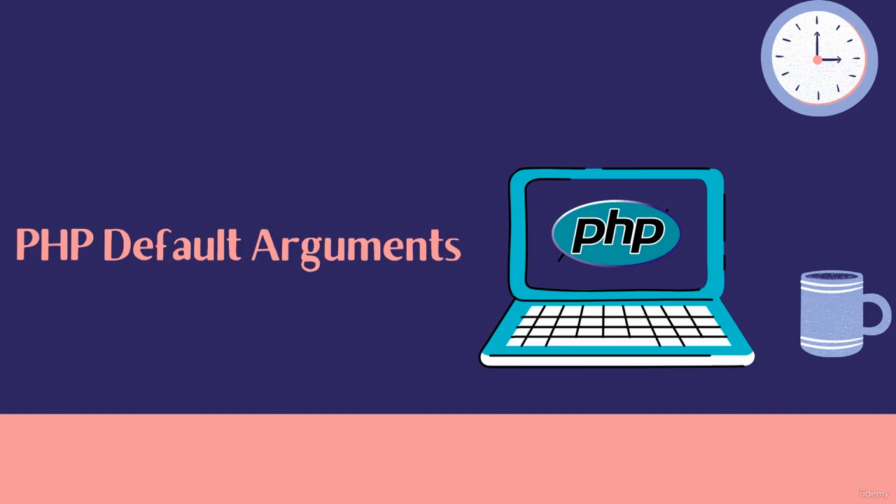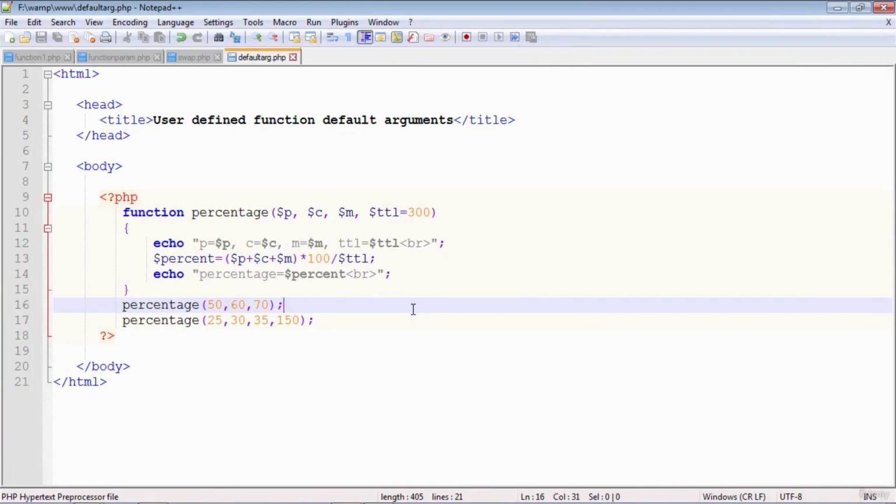In our discussion with the functions, what are the default arguments to a function? How to stipulate the default arguments in a function definition, that we shall study with the help of this example. In this example, the function that is defined is percentage, and it has been designed to accept 4 arguments from the caller or calling environment, and the arguments are P, C, M and total, TTL.